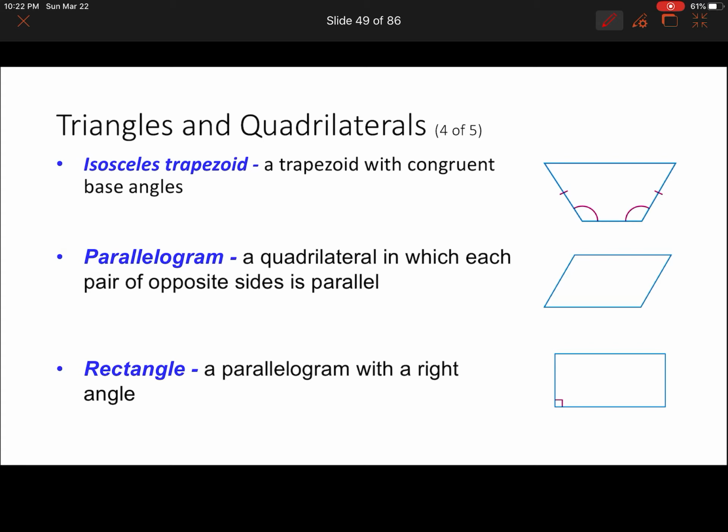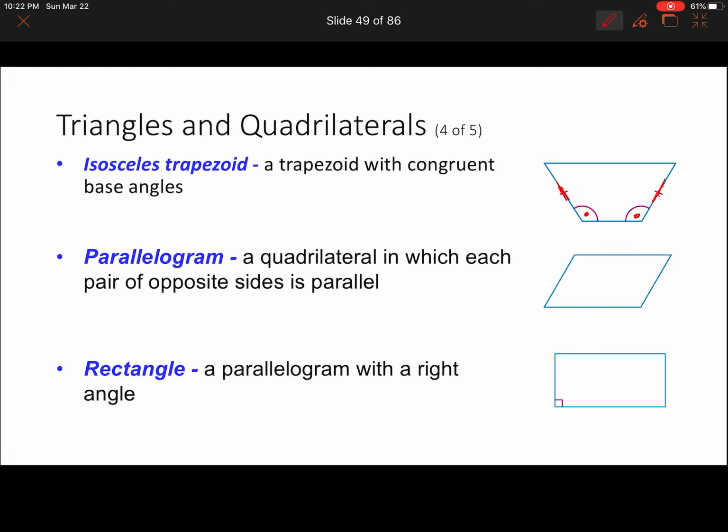Now, another kind of quadrilateral we could have is what we call an isosceles trapezoid. Now, notice in our definition it says a trapezoid with congruent base angles. These angles at the bottom, this angle and this angle, are considered to be the base angles. When those base angles are congruent, these side lengths end up being congruent as well. Okay, and we could go into details about why that works and prove that.